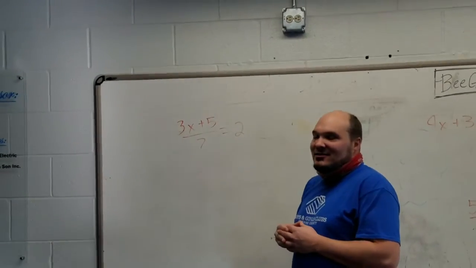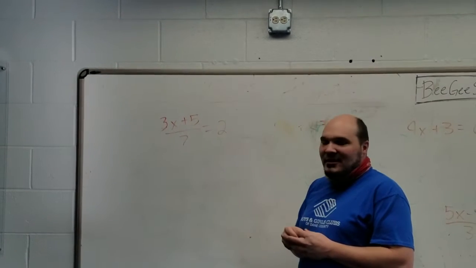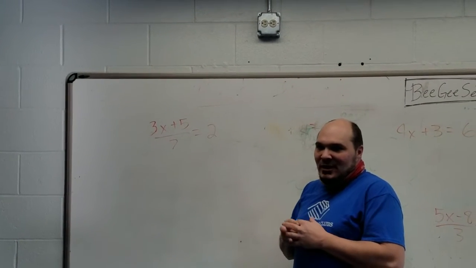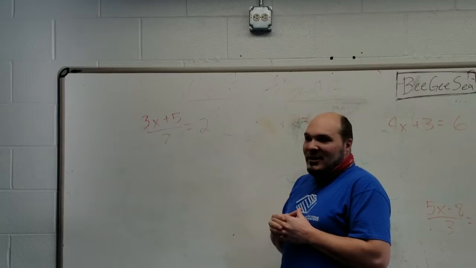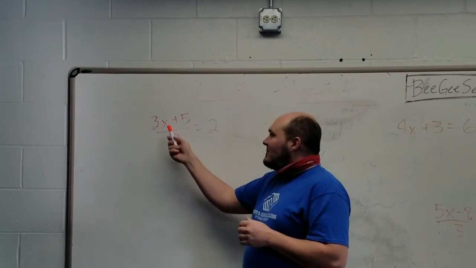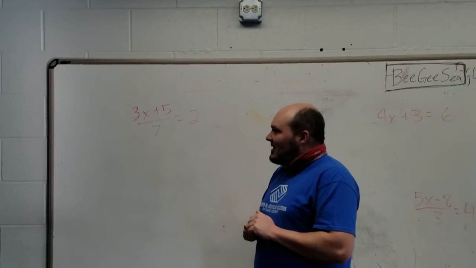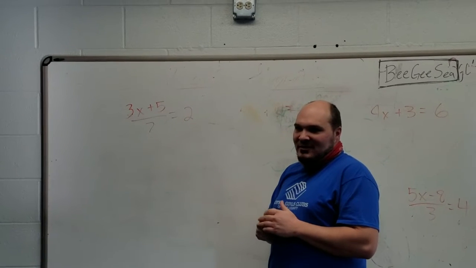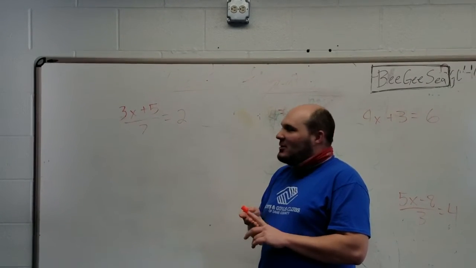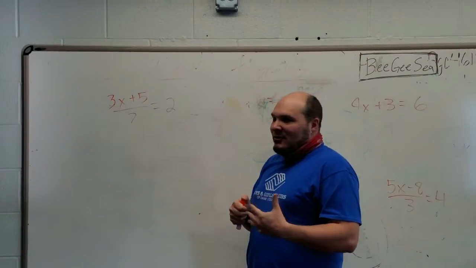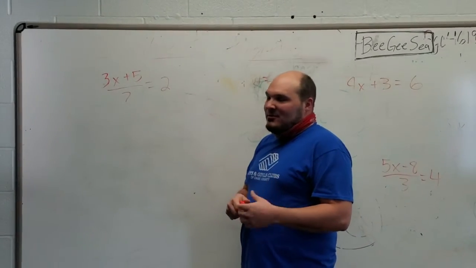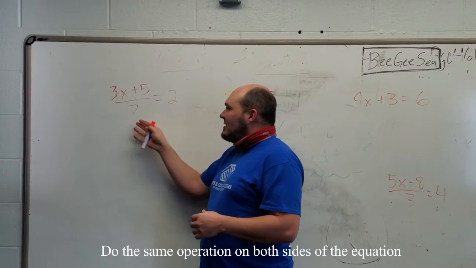The equation says 3x plus 5 divided by 7 equals 2. In algebra, you're solving for x all the time. So in this case, we have x up here. And basically, you just need to know your order of operations, your addition, your subtraction, your multiplication, division. And whatever it says up there, you need to do the opposite to, and you need to do that on both sides of the equation.